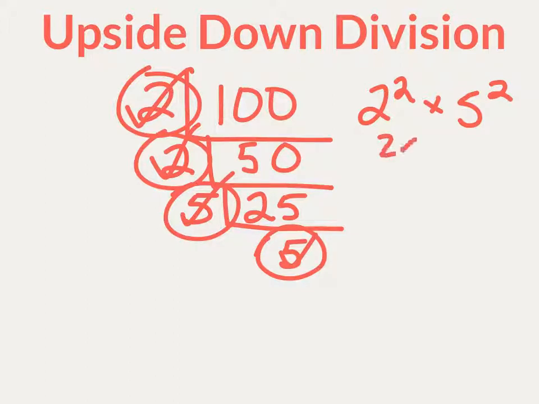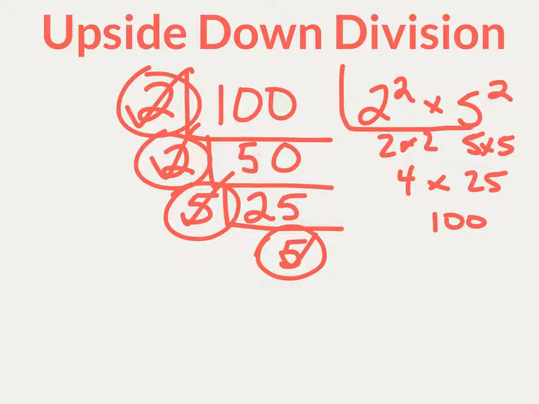2 squared is 2 times 2, which is 4. 5 squared is 5 times 5, which is 25. And 4 times 25 is 100. We got the same result when we used upside-down division as we did when we used a factor tree. Both methods will work. You should practice both. In this case, upside-down division found the prime factorization of the number 100 was 2 squared times 5 squared.